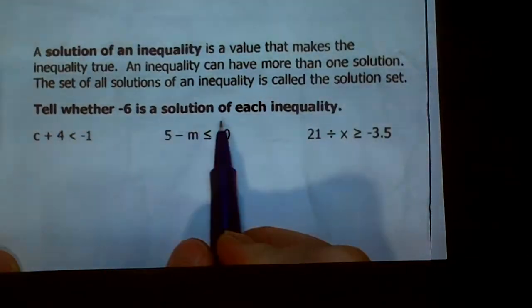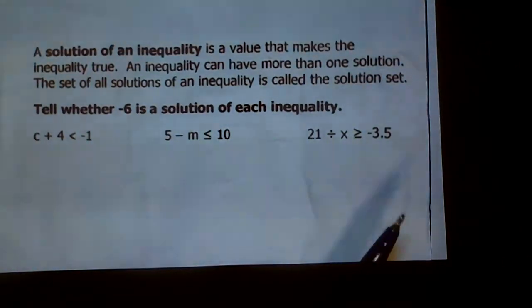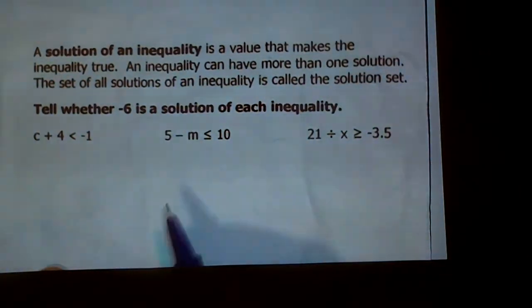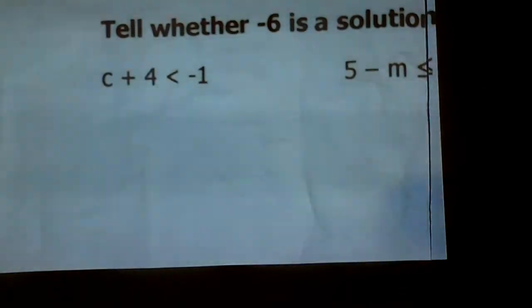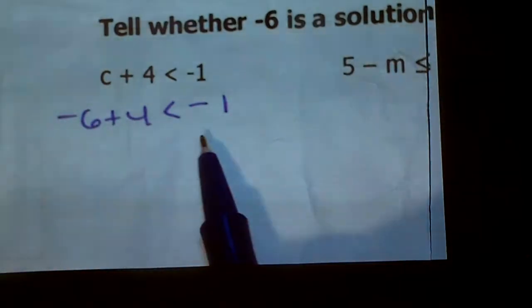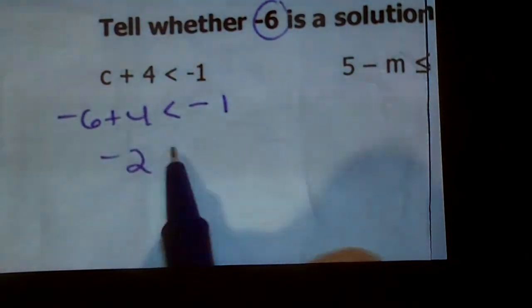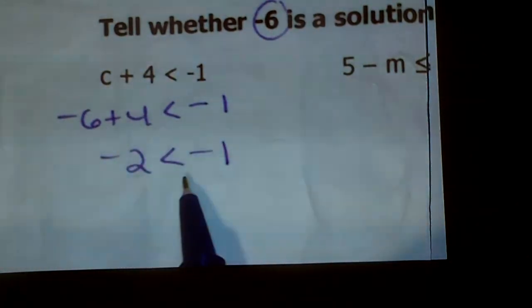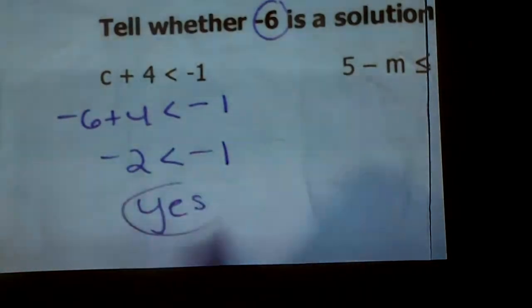It says, tell whether negative 6 is a solution of each inequality or not. So if we're supposed to tell whether negative 6 is a solution, all you really need to do is plug negative 6 in and see if the inequality is true. I'm going to zoom into this. So I have x plus 4 is less than negative 1. Sorry, negative 6 plus 4 is less than negative 1, because we want to know if negative 6 is a solution. Negative 6 plus 4 is negative 2. Is negative 2 less than negative 1? The answer is yes. When you compare negative numbers, the higher the digit, the lower the value. So negative 6 works for this one.